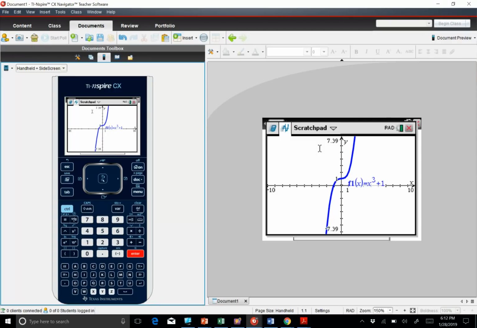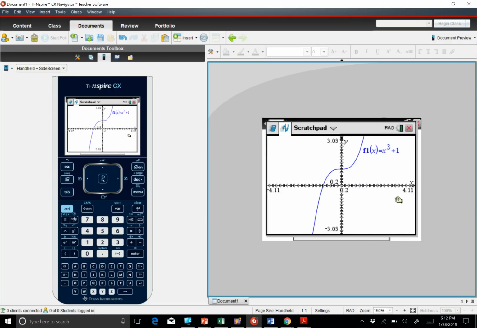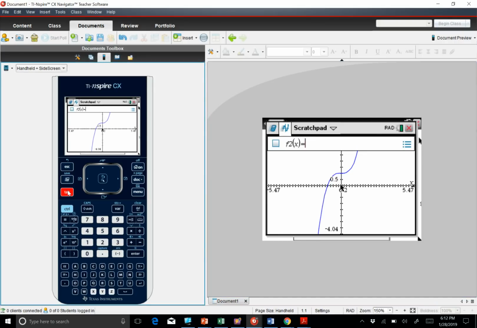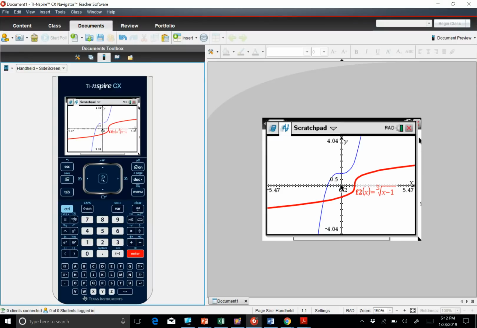All right, and then, oops, that's not what I wanted to do. I just wanted to move this guy out of the way. All right, and then I'm going to go to, oops, not that button, tab. And we're going to put in the cubed root of x minus 1. So the cubed root is above the caret button, so control caret. And you're going to type a little 3 in there. And x minus 1. Go ahead and hit enter.